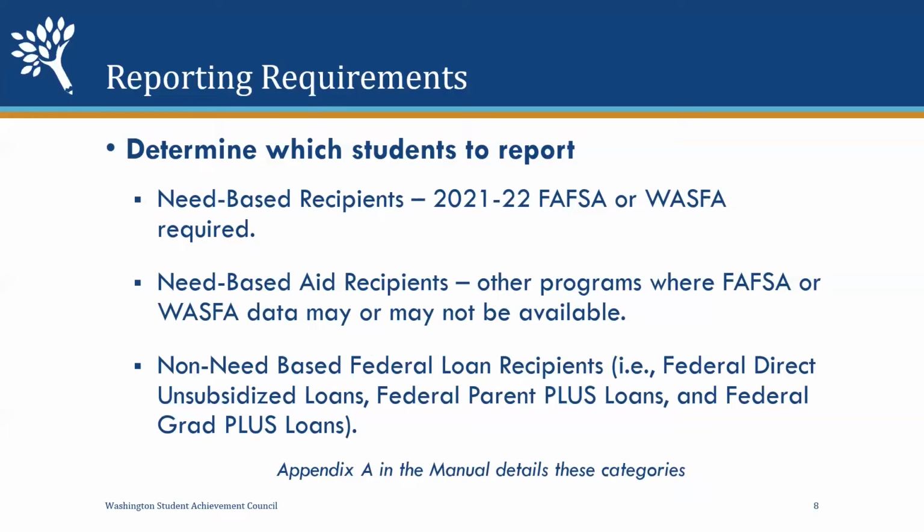And then you have non-need-based federal loan recipients. We need you to report all federal loan recipients. So those would be the federal direct unsubsidized loan, federal PLUS loans, and federal Grad PLUS loans. These are in Appendix A in the manual, and there are details about those programs.